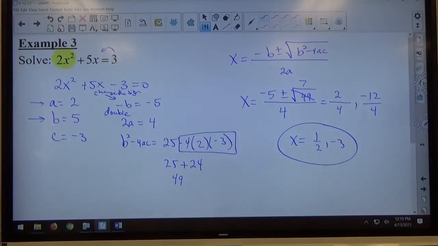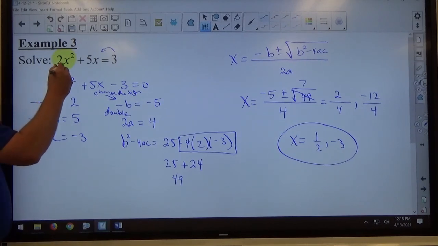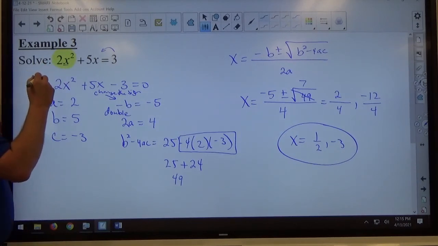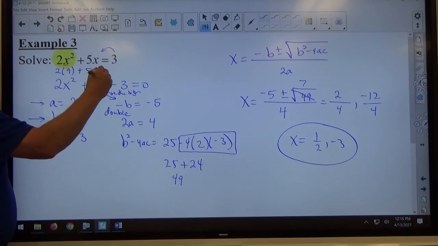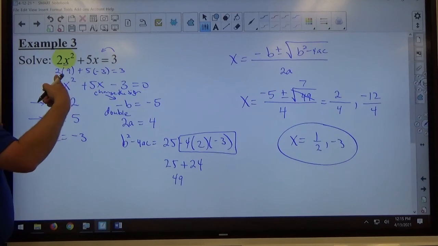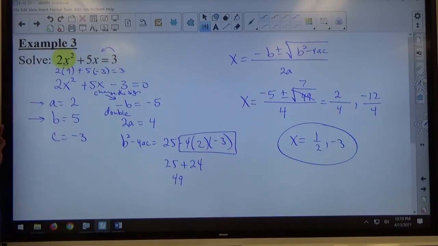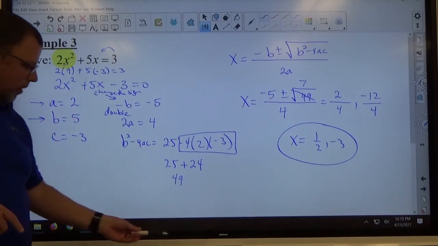Again, those are the numbers, if I were to put them in for x, they'd be true. If I tried it out, negative 3 squared is what? 9, so that'd be 2 times positive 9 plus 5 times negative 3 is supposed to equal 3. 18 minus 15 equals 3, that's true, right? So again, what we're finding is the answers to the problem. You don't have to check them. Just know that that's what we're finding. That's what the quadratic formula does for us.